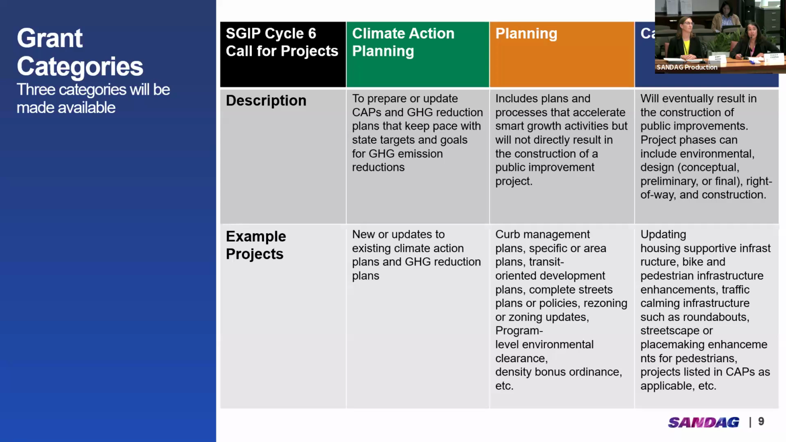There'll be 3 types of categories that are available: climate action planning to prepare and update CAPs; planning, which includes plans that accelerate smart growth activities but won't directly result in the construction of a public improvement project; and capital, which will eventually result in the construction of a public improvement project. One thing to note on capital, because we received some feedback from the mobility group, is that projects listed in CAPs as applicable could be used for the capital program.